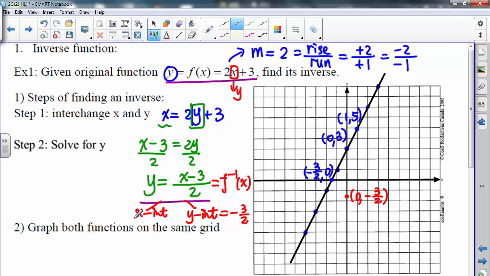And for the x-intercept point, I let y be 0. So this point is x equals 3. So (3, 0) is the x-intercept point of the inverse line. Right now, I think we have 2 points already. I can join these 2 points up and form a line.